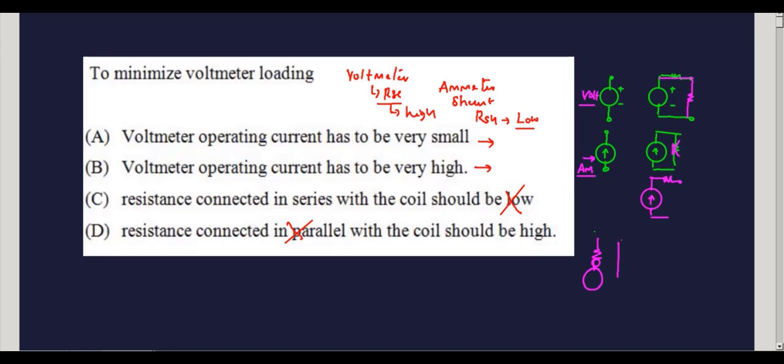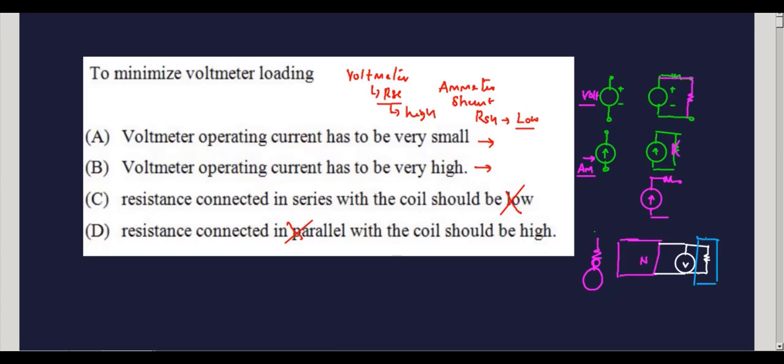Suppose I have some network and I place a voltmeter across it. The voltmeter has a parallel resistance, and this extra resistance will be the loading. This has to be taken into account.